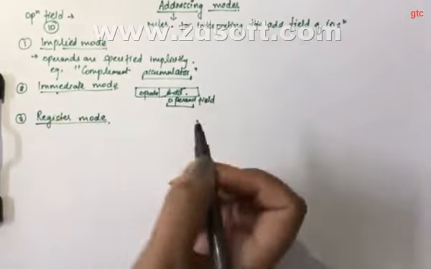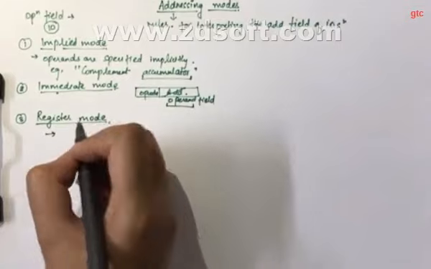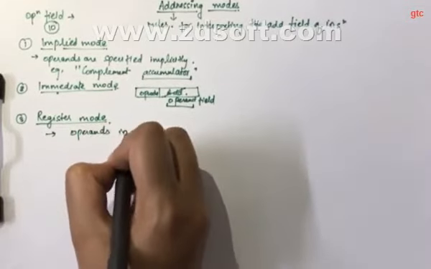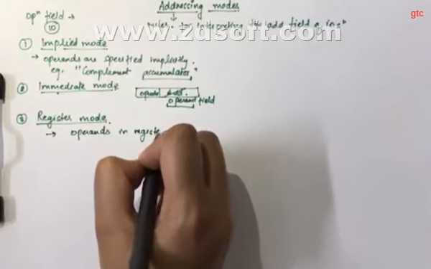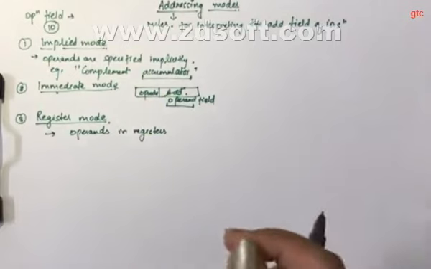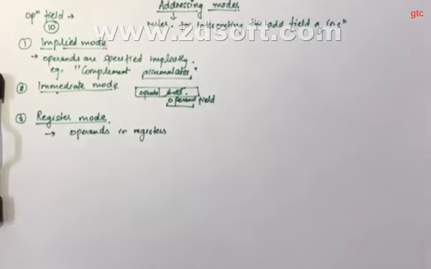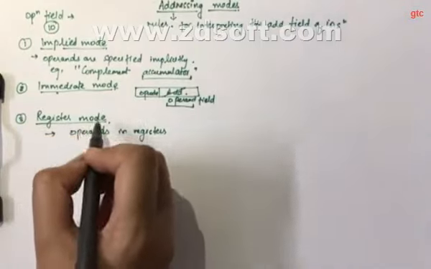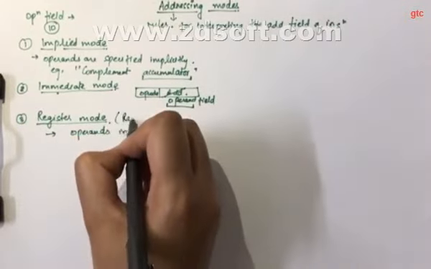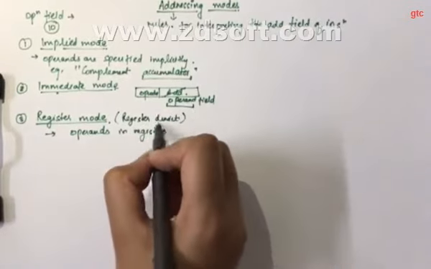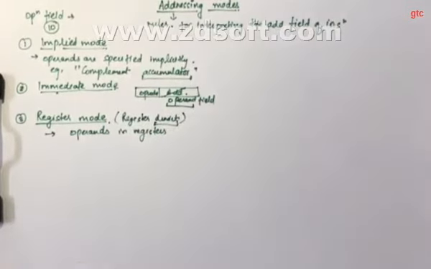Next is the register mode. In this particular mode, the operands are stored in the registers. There are certain registers present in the CPU. So we will refer to a particular register, and that register will hold the value of an operand. That is the register mode, which is also known as register direct mode. Direct in the sense because the register is containing the operand directly.